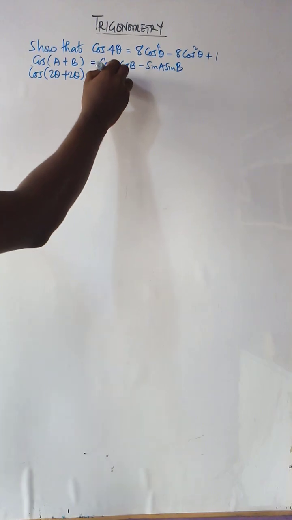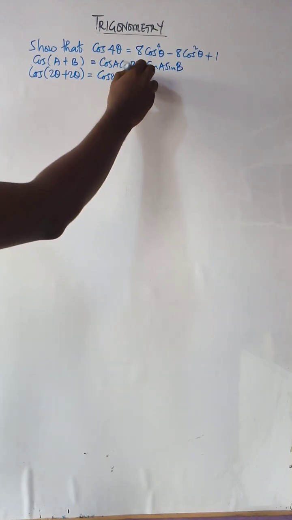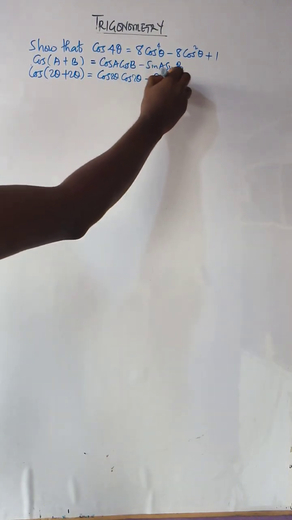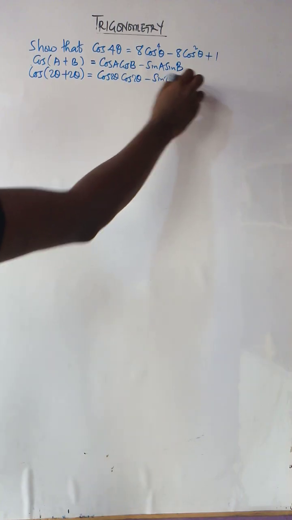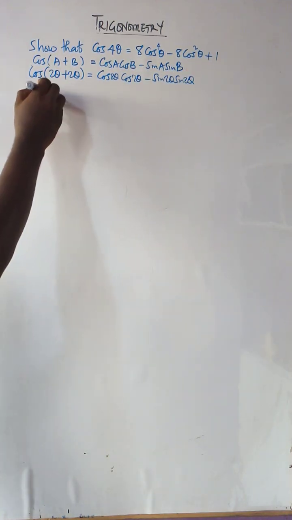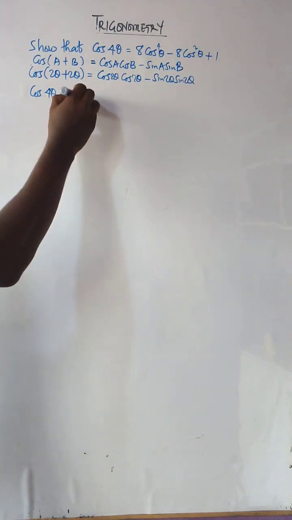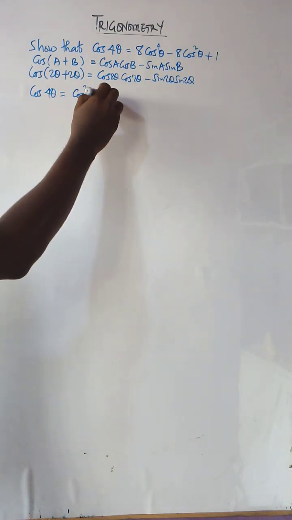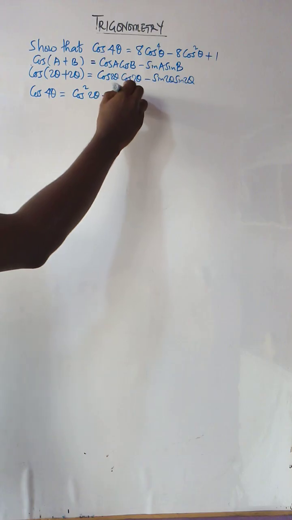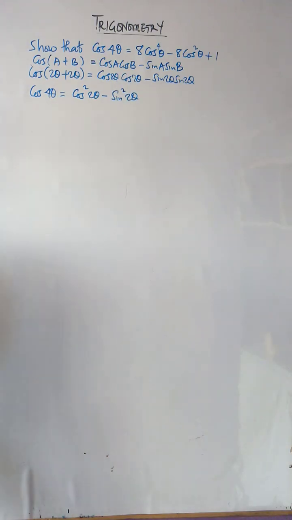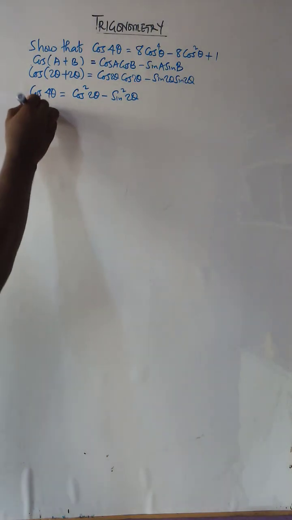Recall that cos of A plus B equals cos A cos B minus sin A sin B. And from here, this becomes cos 2 theta cos 2 theta minus sin 2 theta sin 2 theta. Let's turn it back to cos 4 theta equals, this is what? Cos square 2 theta minus sin square 2 theta. So we want our answer to have only cos. So what is sin square theta? Sin square theta is 1 minus cos square theta.